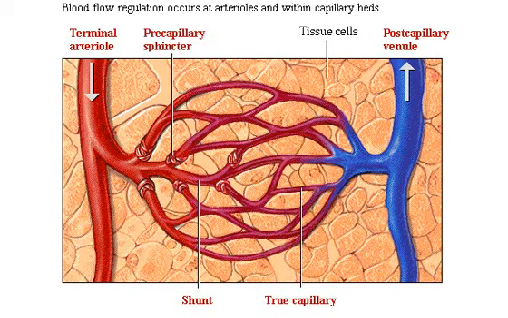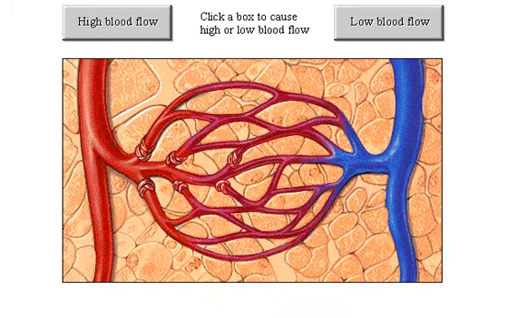The precapillary sphincter is a cuff of smooth muscle fibers that surround the root of each true capillary, acting as a valve to regulate the flow of blood into the true capillaries. Click on each box to see what causes high or low blood flow.